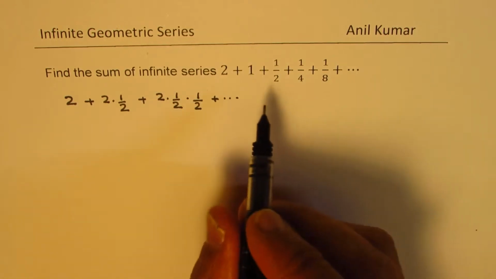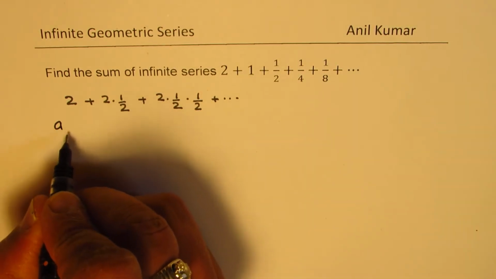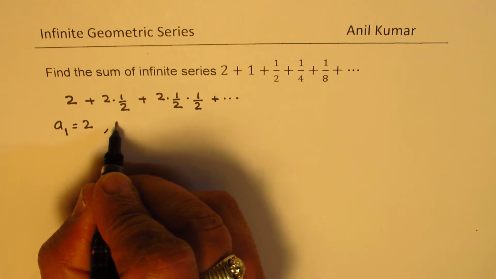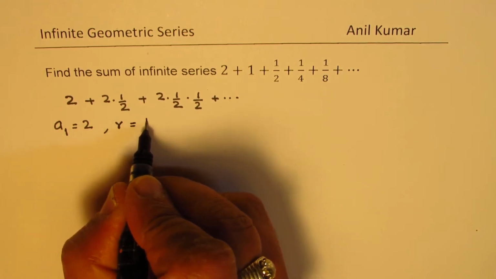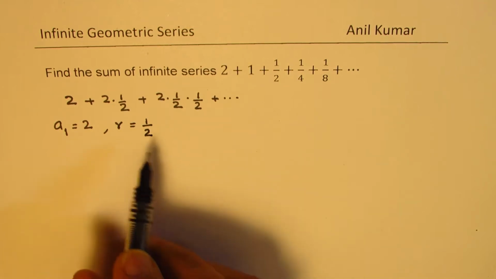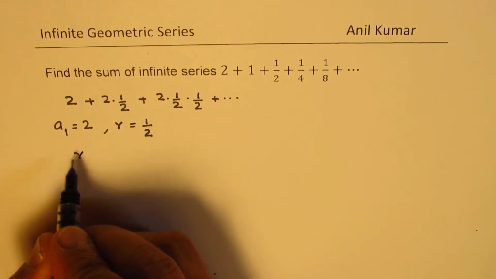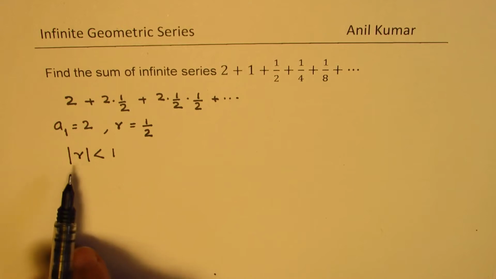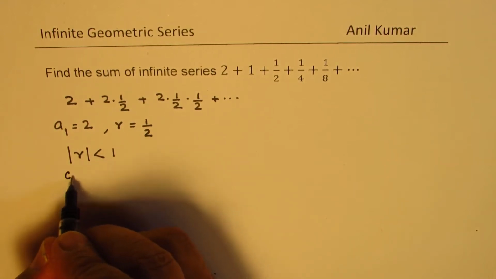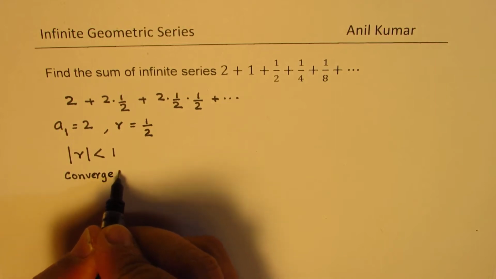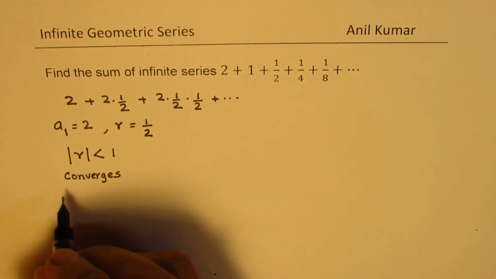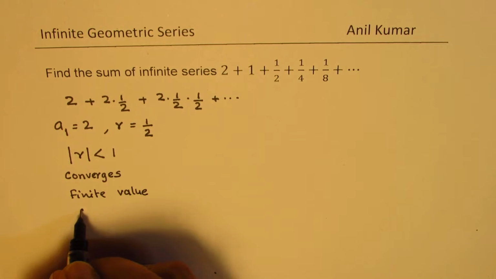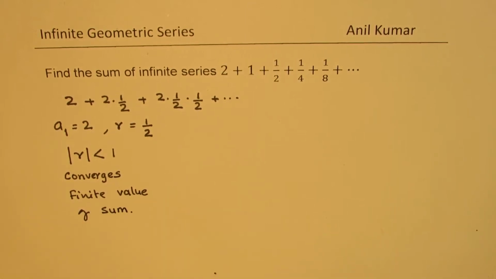So in this series, what we notice is that the first term, A1, is 2, and since we are multiplying every time by 1/2, it becomes a geometric series where r is equal to 1/2. You also notice that r is less than 1. So the absolute value of r, which we are more interested in, is less than 1. That means the series converges. Since the series converges, we should have a finite value of sum. So that is one very important part.